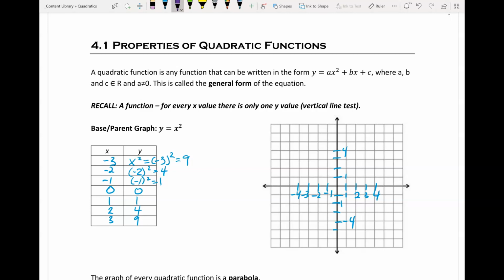Okay, so now I'm going to graph -2, 4, -1, 1, 0, 0, 1, 1, 2, 4. And then I'm going to connect these points.